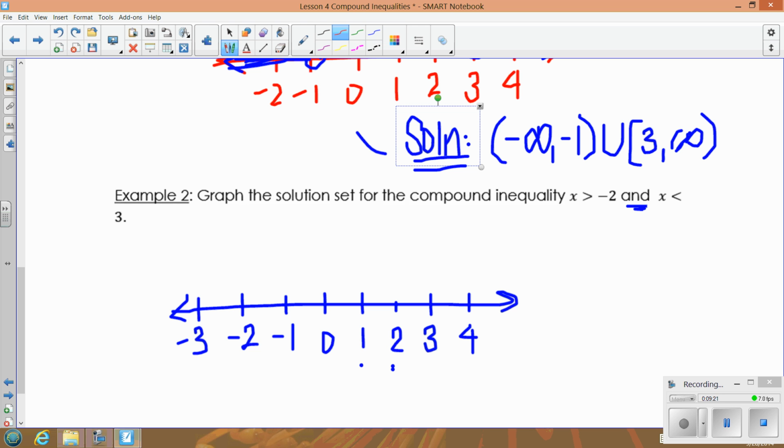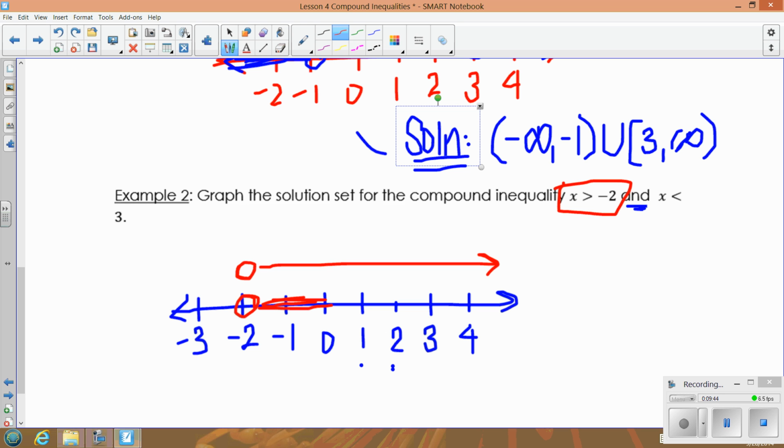All right, so plot your points. x is greater than -2. So x is greater than -2 means it's going to be an open circle, and I'm going to be shading to the right. Now I'm not going to finish my shading all the way yet because I'm looking for the overlapping.